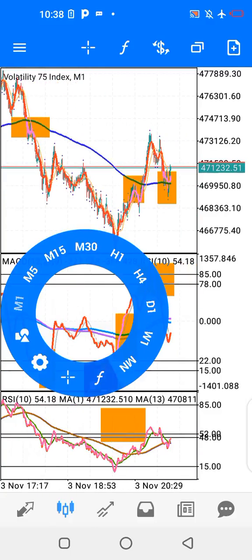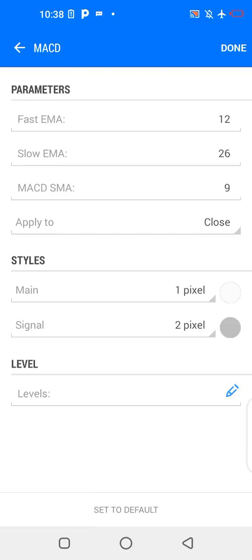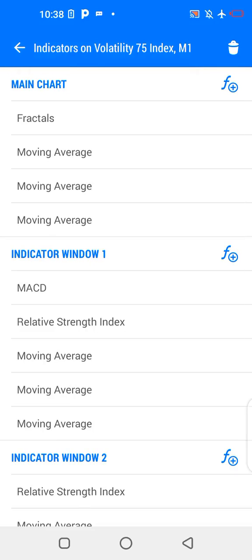Let's look at the settings. Indicator window 1, we have MACD. Fast EMA is 12, slow EMA is 26, MACD SMA is 9, and it's applied to close. All right, now for the MACD, for the main style, the color is plain, or it matches the background color of the chart. But for the signal style, the color is gray. All right, that's for MACD.